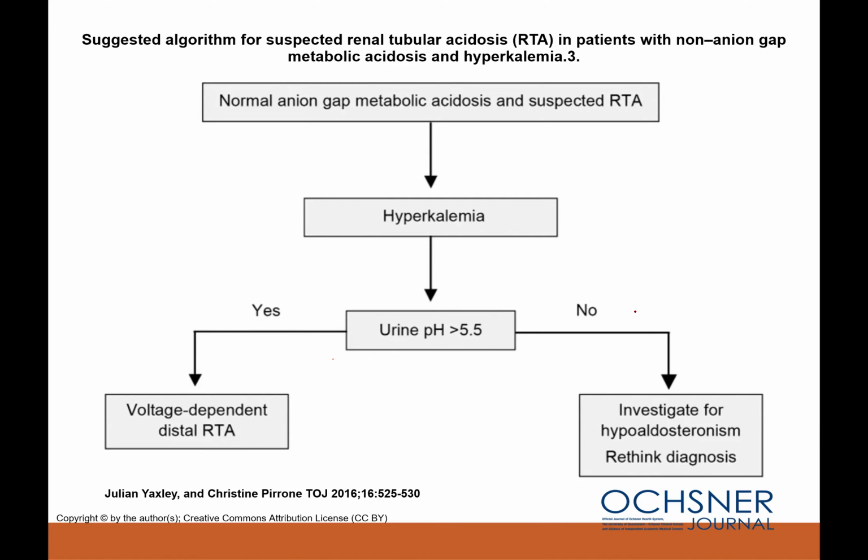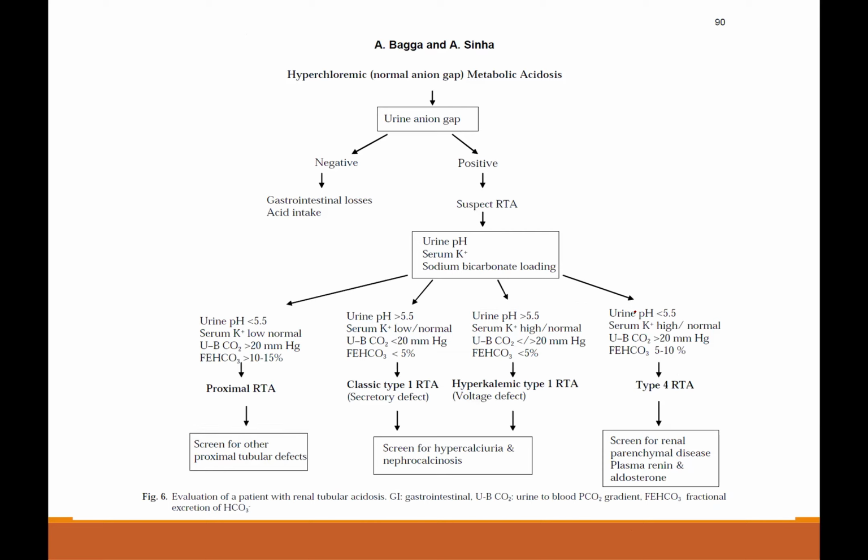Now, I have to further work up a little bit about this. So, urine anion gap we have done. Urine anion gap negative means gastrointestinal causes, or there is an acid intake. Somebody has taken some acid overload. Or if it is positive, that means we are suspecting RTA, and we are looking at pH, potassium, and the bicarbonate loading test. Okay, three things. So the urine anion gap is positive, and this is about hyperkalemic metabolic acidosis, not about hypokalemia. Look at the urine pH, look at the serum potassium, look at the bicarbonate.